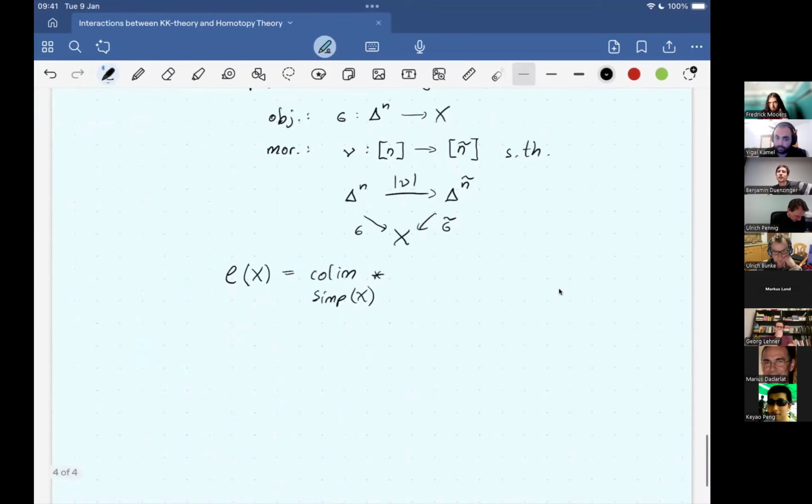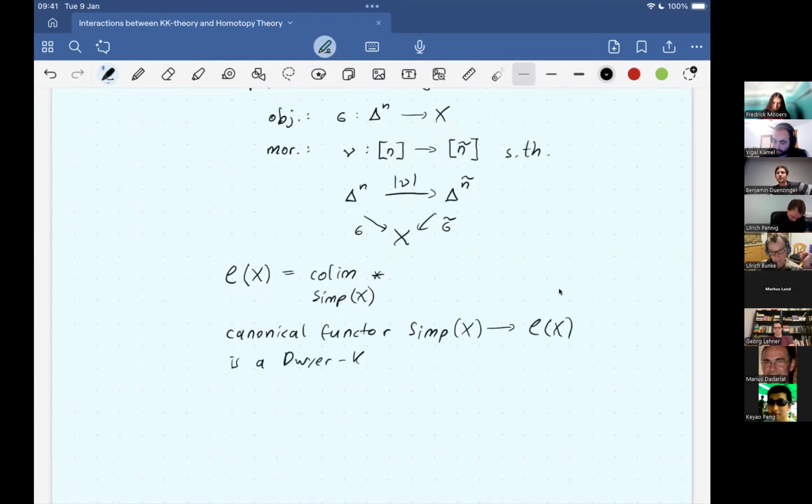And then it turns out that the canonical functor from the simplex category to L of X is also just a Dwyer-Kan localization. It is the localization at all morphisms in the simplex category.